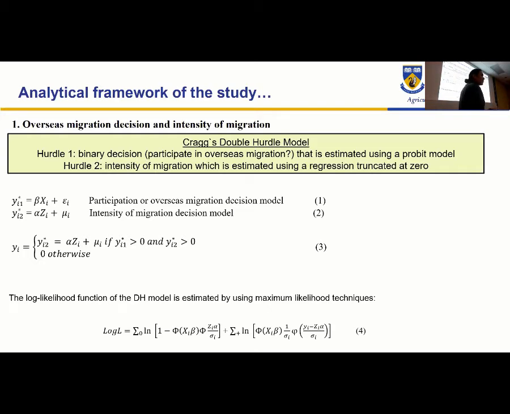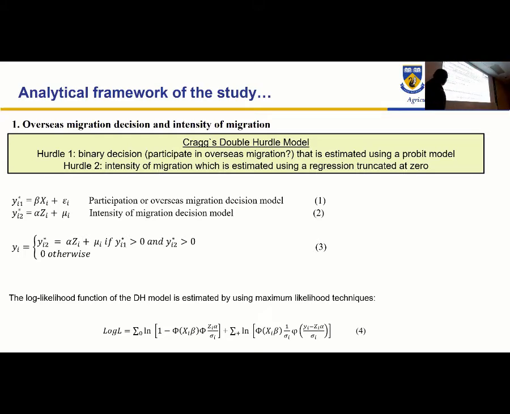So now I'm going to describe only the double hurdle model. In the double hurdle model, there are 2 hurdles, hurdle 1 and hurdle 2. In our case, hurdle 1 is a binary decision. That means whether someone migrates from a household or not. That is hurdle 1, estimated using a probit model, and hurdle 2 is the number of members migrating from that household, if that household is an overseas migrant household. So it is related to the intensity of migration, and that is estimated using truncated regression.